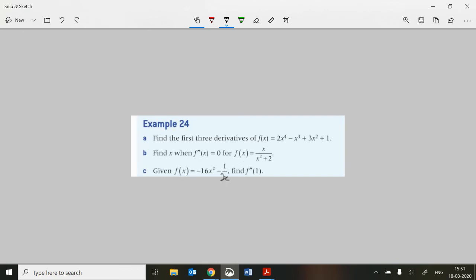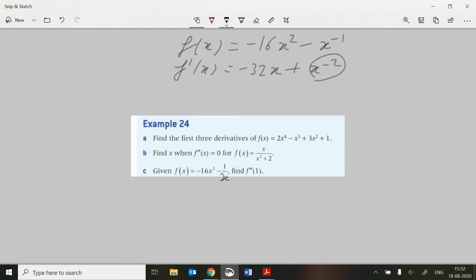It says find the second derivative in this case. Now, I'll probably just write this out to start off with in terms of our indices. So writing this one as x to the minus 1. Now we can start doing f dash of x. We're getting here minus 32x, and then this one's becoming plus x to the minus 2. So it's much quicker to work in this kind of index form here. What happened there is we times by the minus 1 and we took one off the power.